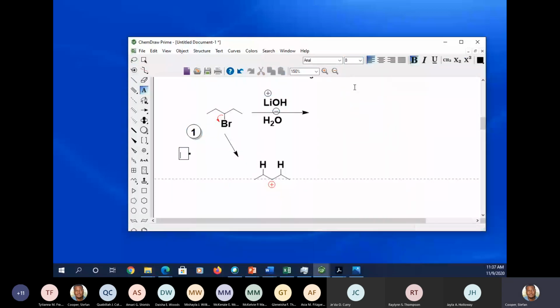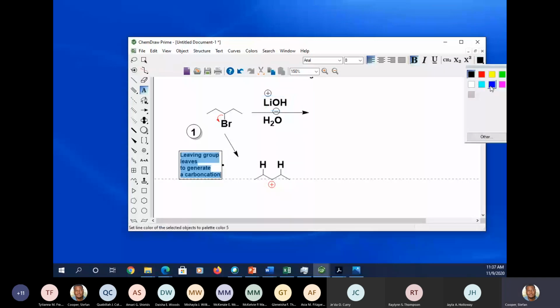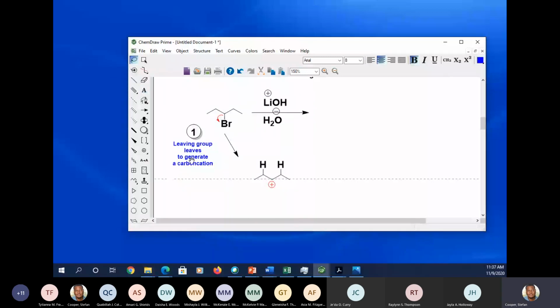All right, my leaving group needs to generate a carbon cation. I think everyone is getting comfortable with that stuff. If there is a rearrangement, it could occur. But my second step now is where my base can participate.